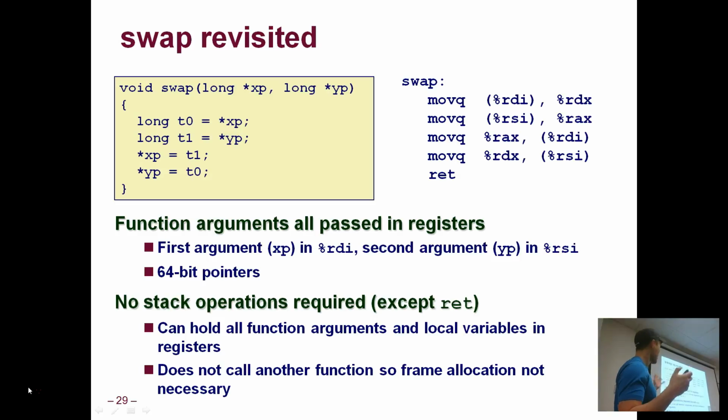No. RBX is a register that the callee is not supposed to touch, or not supposed to modify. And then that's where the callee would save it. Yeah, but right now you're using RDI and RSI without saving them because the caller knows you're going to overwrite them, and that's just the calling convention. Okay.